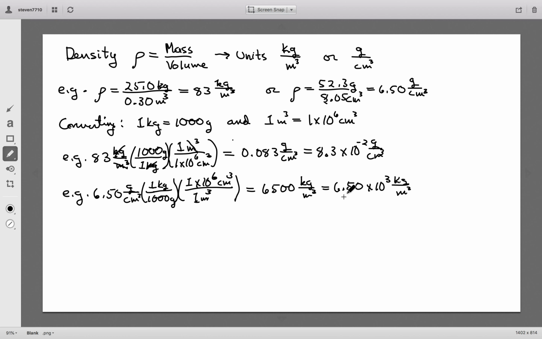And so basically what you can see is as I go from kilograms per cubic meter to grams per cubic centimeter, I basically divide by 1,000 or multiply by 0.001.